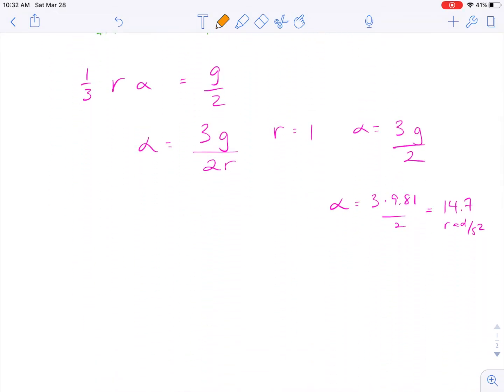So if I wanted to compute the acceleration at the end of the ruler, I would take the angular acceleration times the length of the ruler, and I would get 14.7 times 1, or 14.7 meters per second squared at the end of the ruler.